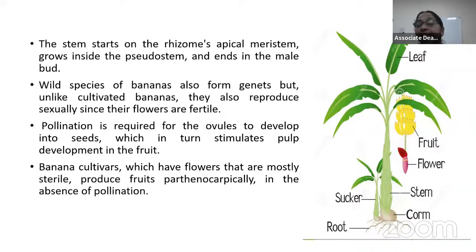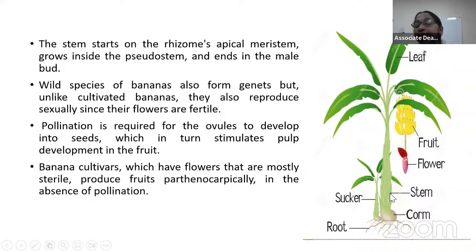And here you can see the structure of the banana. This portion, the underground portion, is known as the corm or the rhizome. And from this corm, the roots originate. And from the lateral buds present on the corm or the rhizome, it gives rise to the sucker. It is the baby plant you can see here.